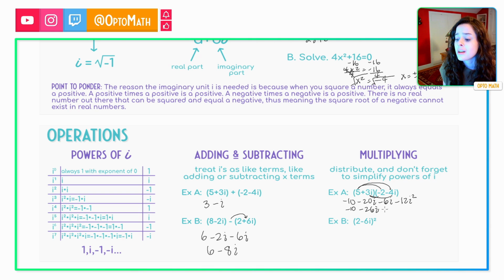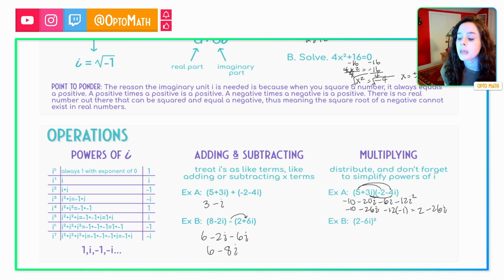And then our -12i squared, the i squared becomes a -1. And now this is just a constant, it's just a number. It's a positive 12. So finally, we'll have the -10 plus our 12, right? So that's going to be 2. And then we have minus 26i. And notice I put the real part in front. We're using that a plus bi form.